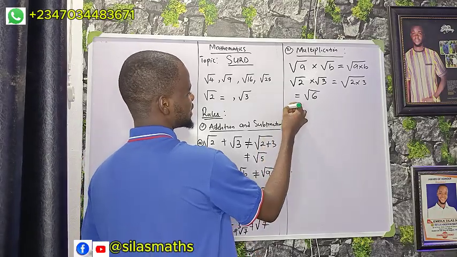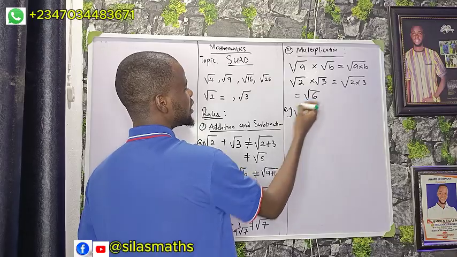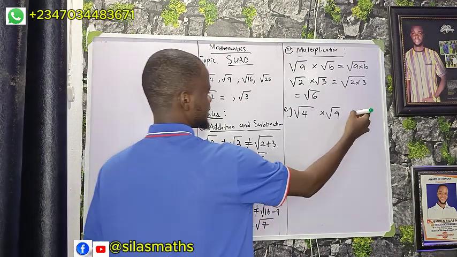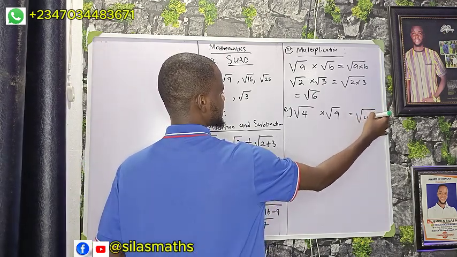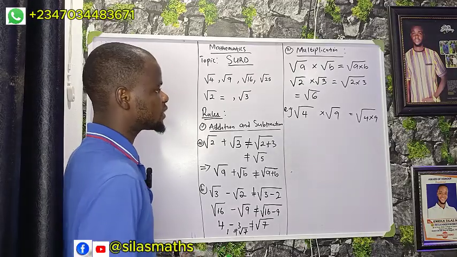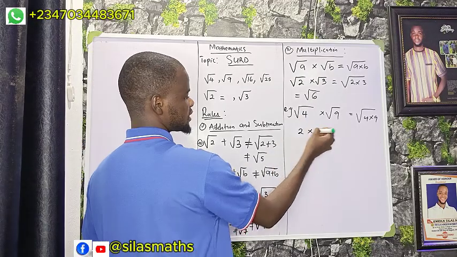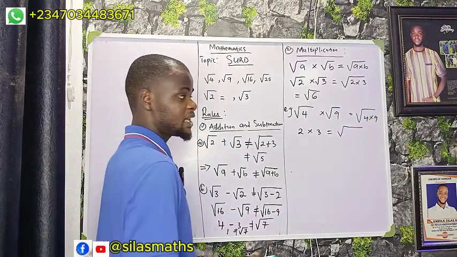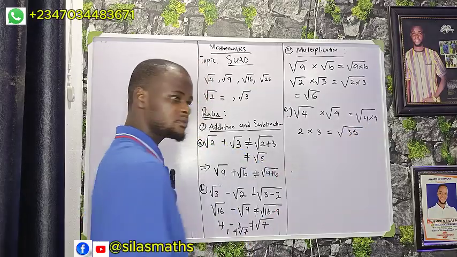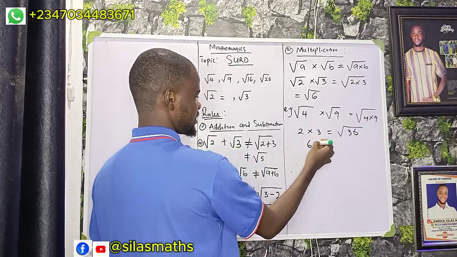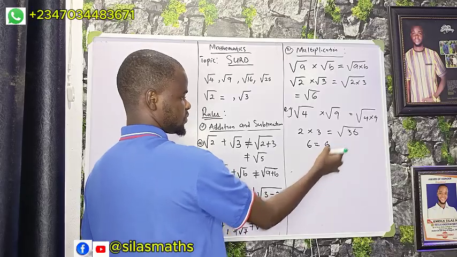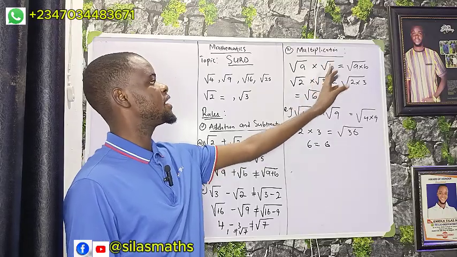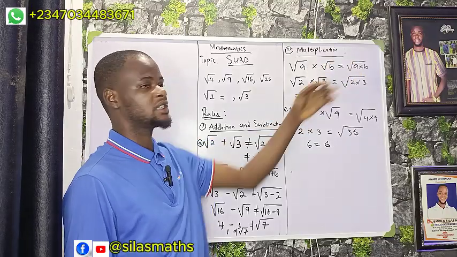Let's have an expression this way. For example, I have square root of 4 times square root of 9. That is the same thing as square root of 4 times 9, right? So we can say that this is 2 times 3, which is 6. This is going to give us square root of 36, which is 6. So we can see that this rule is satisfied. When we have a product of two surds, I can express them as the square root of the product of the numbers in the surd.